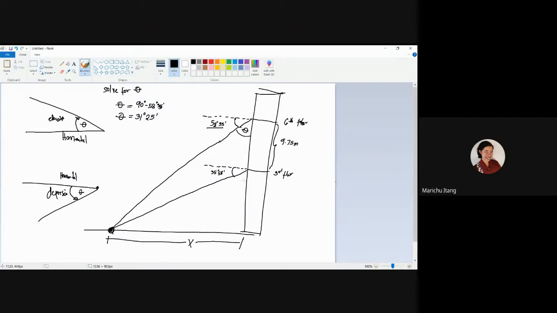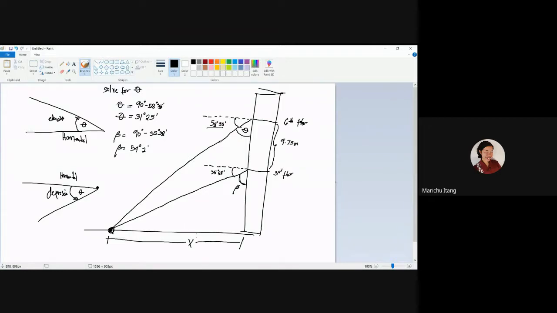And then can we solve now the same angle here? Yes, ma'am. So let's say that is beta. Beta is the same process, that is 90 degrees minus 35 degrees 58 minutes. So what's the answer? Beta is 54 degrees 2 minutes. Okay. So now we have the angle theta and we have x, right?